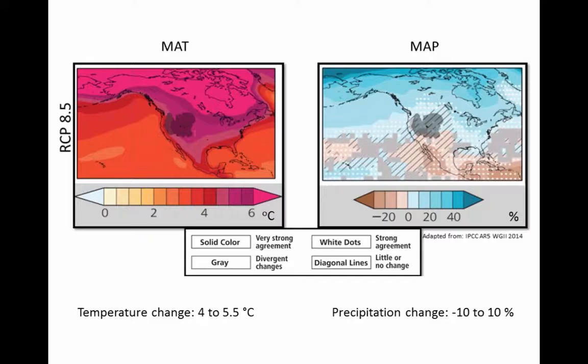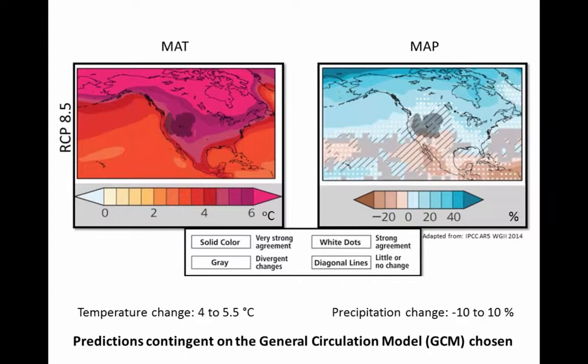And estimates for precipitation in the century are much more uncertain and variable, with potential decreases of 10% and potential increases possible. And both temperature and precipitation predictions for the sagebrush region are really contingent on the climate model that's used.